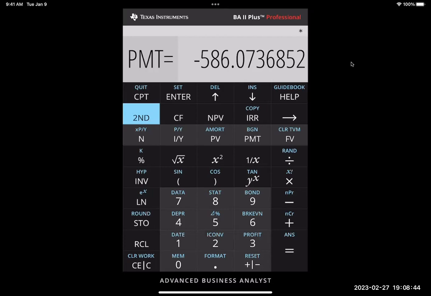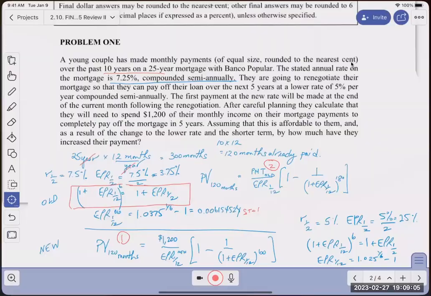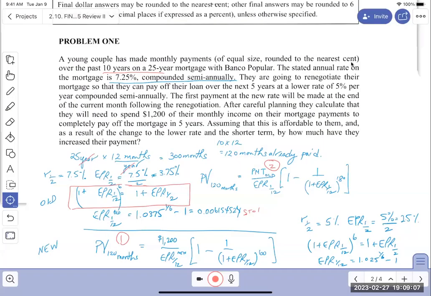So like I said, this is really about interest rate conversions and knowing how to solve a mortgage problem, renegotiating mortgage. And I have practice problems on that already. So this was putting it all together. If you didn't like the way I did the interest rate conversion, you can do it the long way.